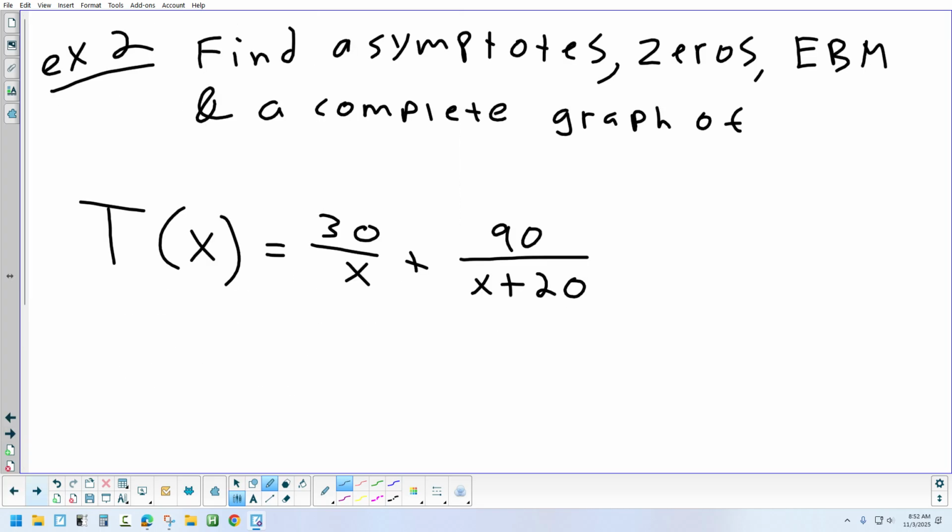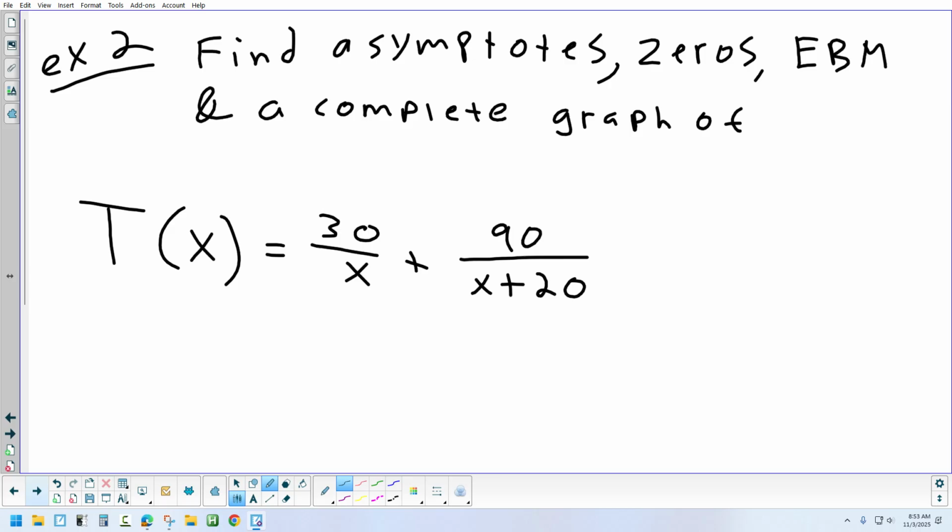Now I want to take a look at that and see if we can figure out some of the things that we did last week. We're not going to graph it by hand, but we are going to find the end behavior model, the zeros, and the asymptotes.